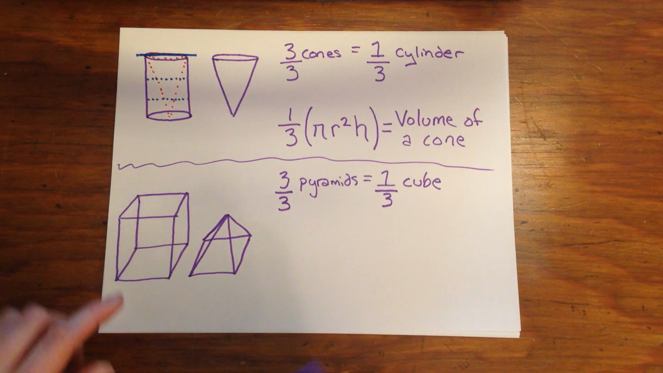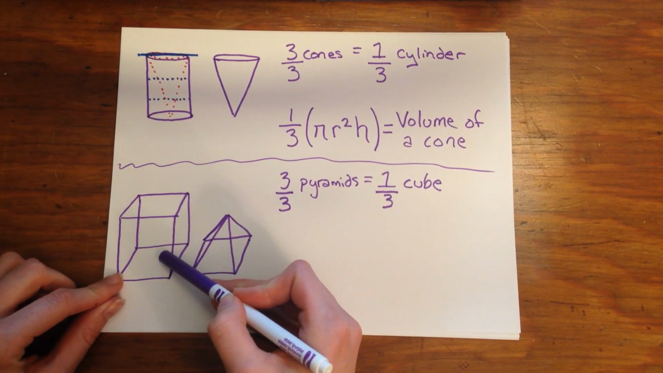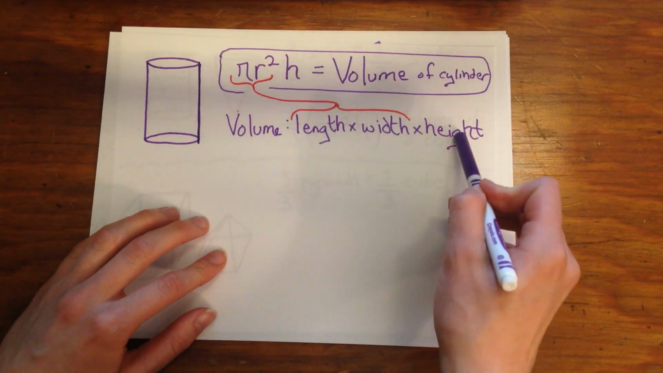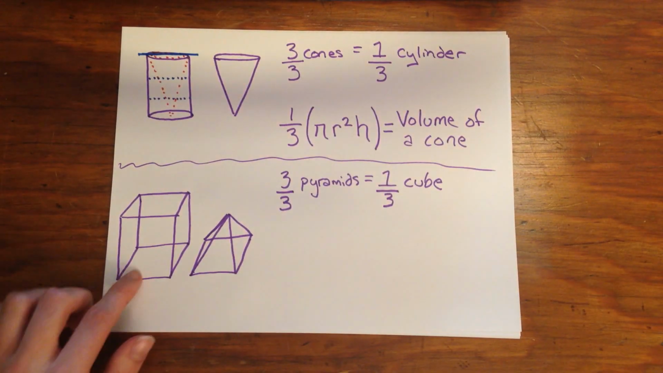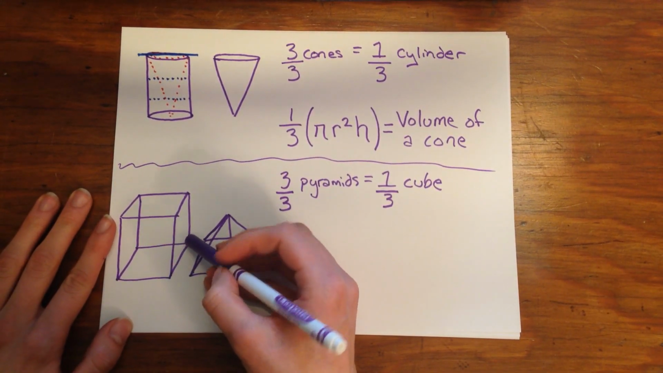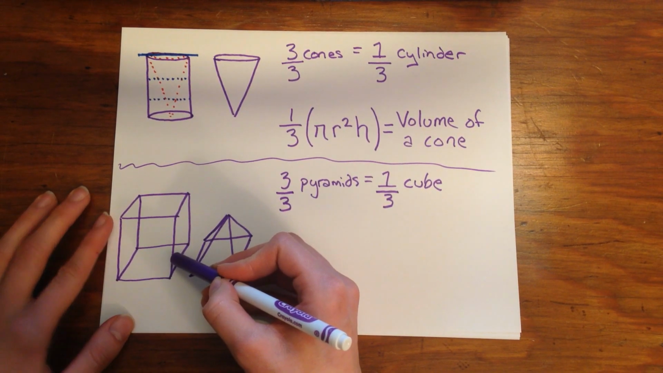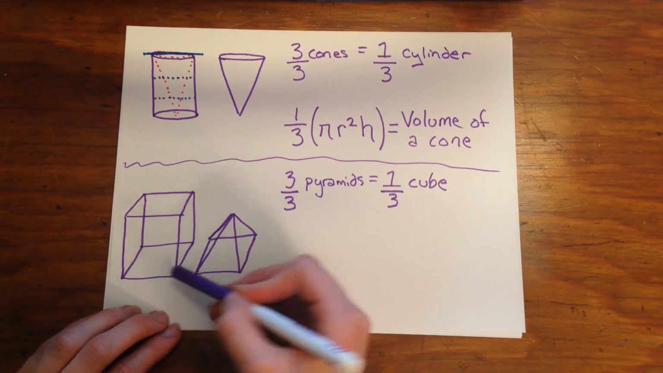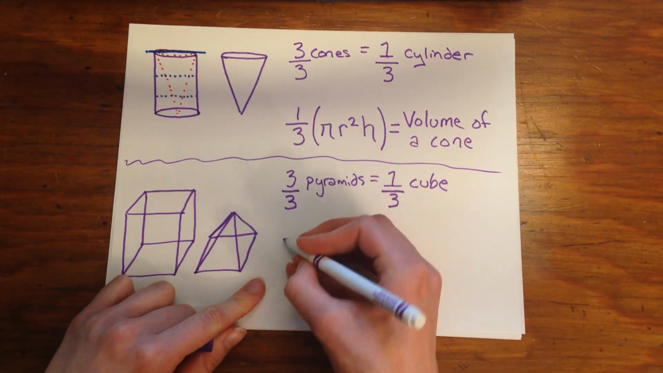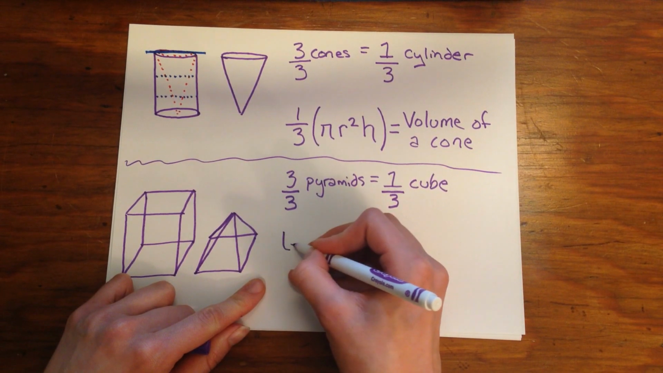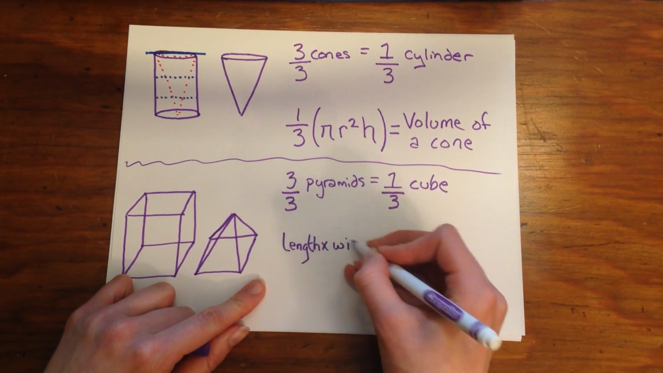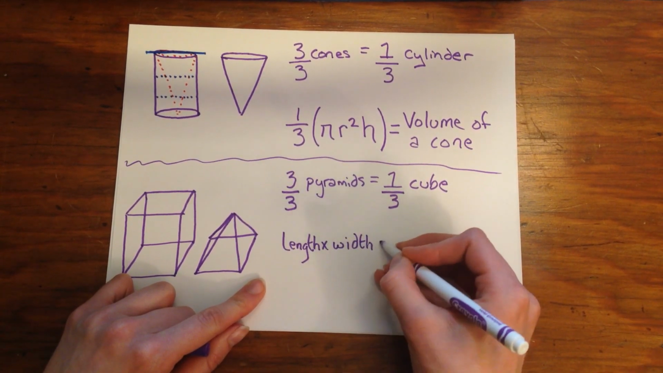And then we can remember that to find volume, remember, volume is length times width times height for rectangles. This is just a rectangle. So we can take our length times our width times our height. So we can say this is length, this is width, this is height, just for this example. We can take our length times our width times our height.